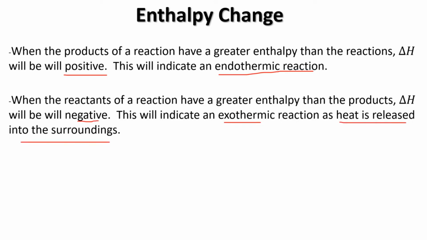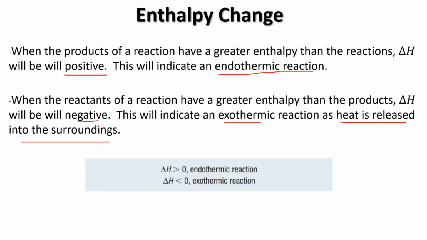Again, you've got to look at it from one perspective. Either you're looking at it from the perspective of the surroundings, or you're looking at it from the perspective of the system. And so we're looking at the system here. The system in an exothermic reaction is losing energy. It's going into the surroundings, so it seems hot. And then the opposite for endothermic. And then here are these values again, just written. When your delta H is greater than 0, it's endothermic, and when it's less than 0, it's exothermic.